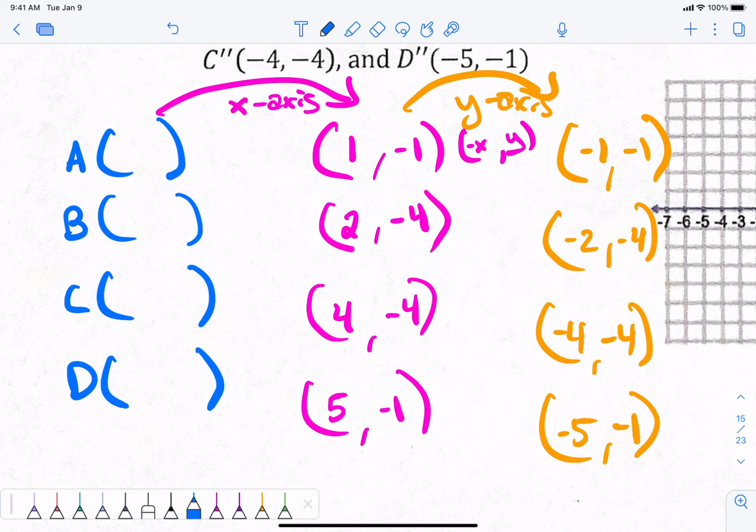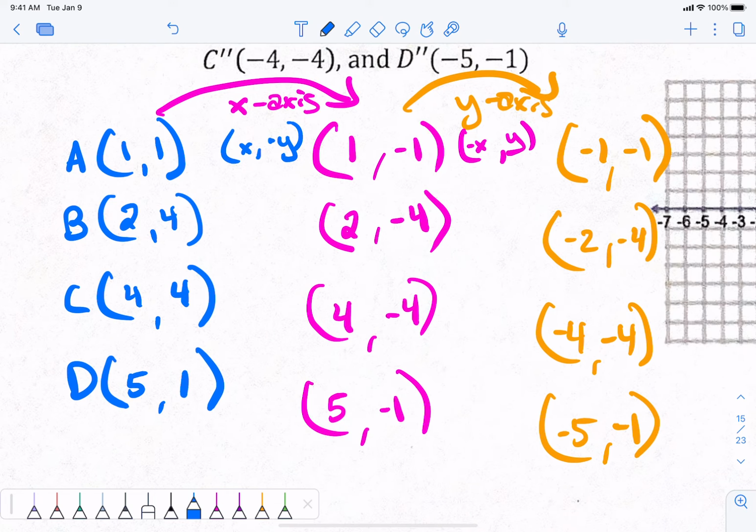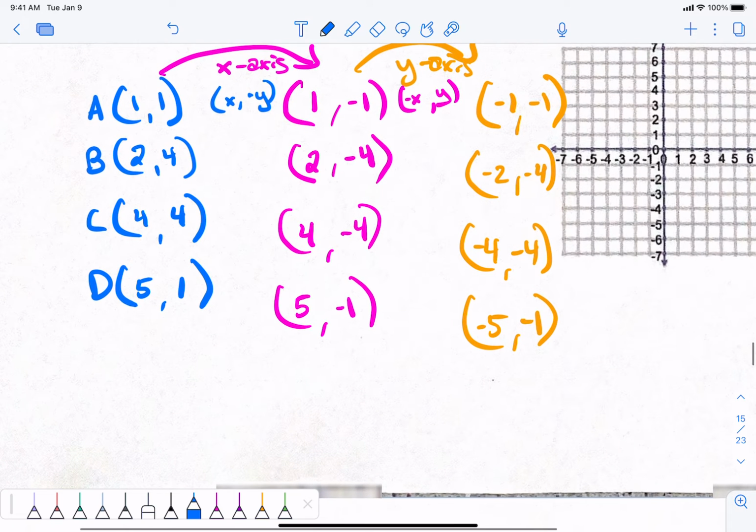X-axis is x, negative y. Yep, so for the x-axis, we just make the y coordinates negative. So if I'm undoing that, I just flip them back positive again, okay? So A will be 1, 1; 2, 4; 4, 4; and 5, 1. Okay? All right, now, we're not going to graph this.